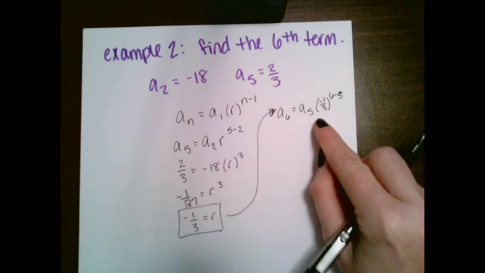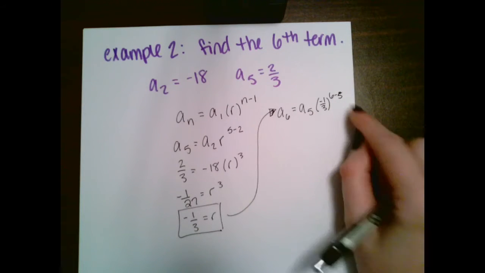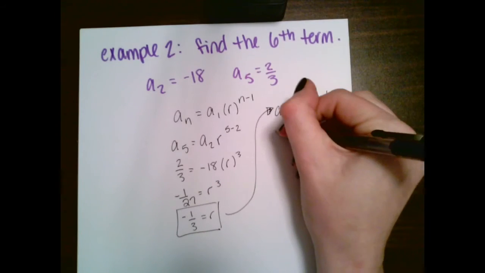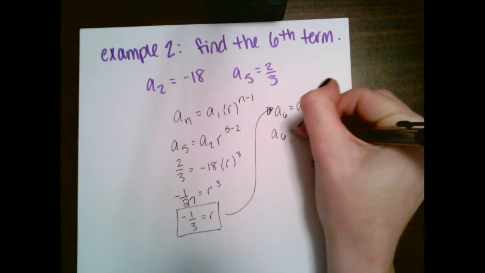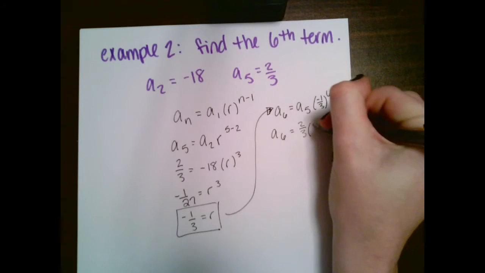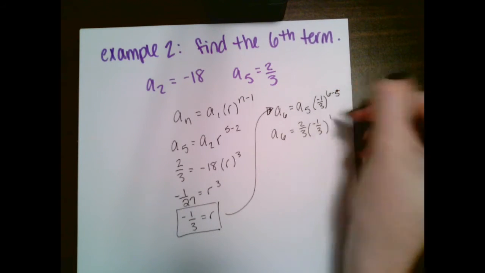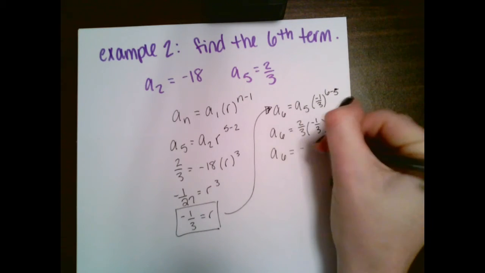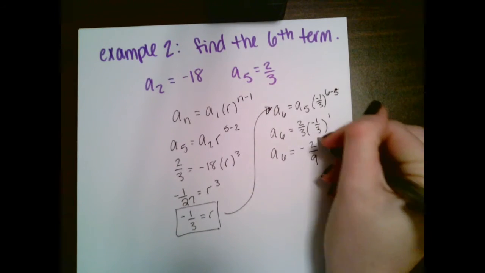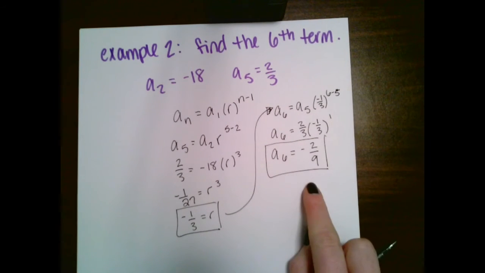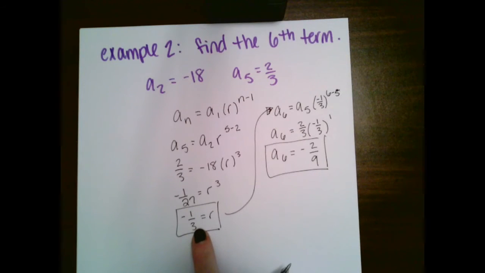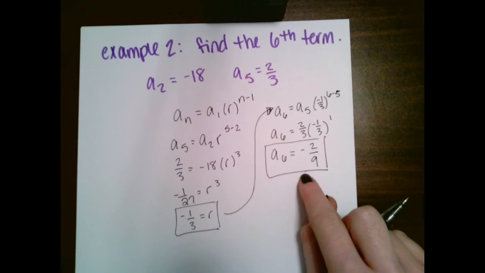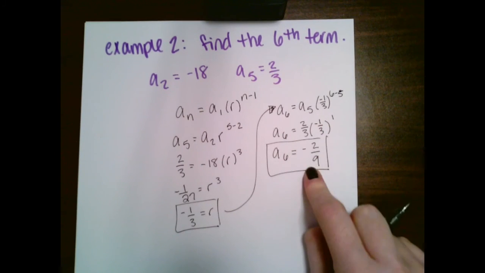Okay, the reason I use the fifth term is because this ends up being 1, and I don't have to deal with the exponents. So again, these match and these match, so we're good. A6 equals 2/3 times negative 1/3 to the first power, which is just negative 1/3. So A6 equals negative 2/9. Sixth term is negative 2/9. First step was we had to find our common ratio using the two terms that were given, and then use the common ratio in one of our terms that was given to find the sixth term.